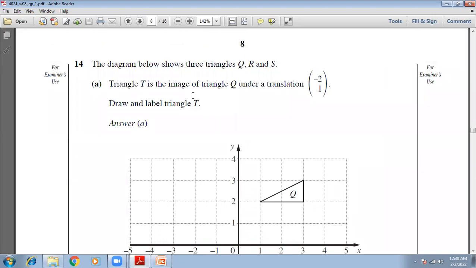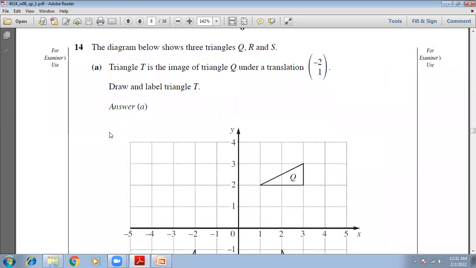Okay, so here we go. He says the diagram below shows three triangles Q, R, and S. The triangle T is the image of the triangle Q under a translation of (-2, 1). Draw and label the triangle T. You see, translation means to move in a straight line. The translation matrix is given, which is (-2, 1). The -2 means that on the x-axis you have to move horizontally 2 steps to the left to go to the image from the object. And the 1 means that you have to move 1 step upward on the grid.